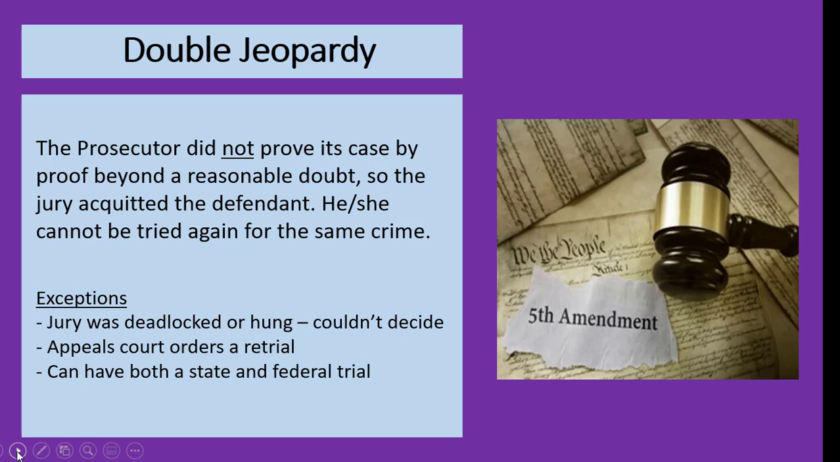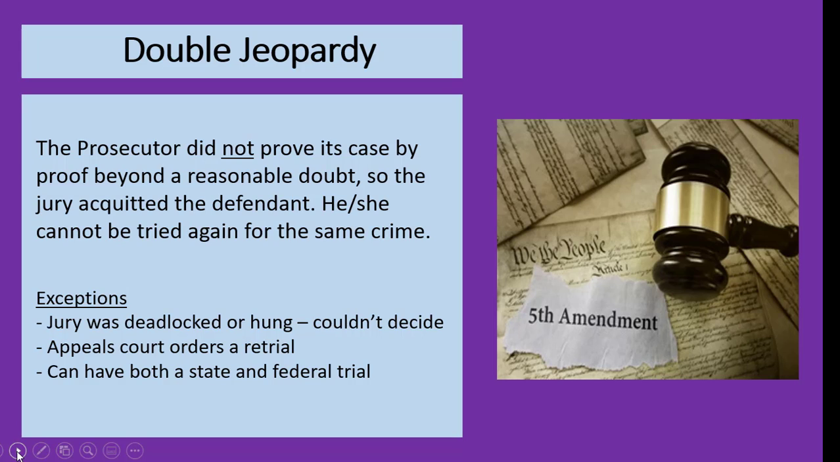Double jeopardy. The prosecution did not prove its case by proof beyond reasonable doubt, so the jury acquitted the defendant. He or she cannot be tried for the same crime. So this means a prosecutor took a case to trial. The jury heard all of the evidence and all of the testimony and got to view all of the witnesses. And they went to deliberate and they said, the prosecutor did not prove this case by proof beyond reasonable doubt. When they've made that decision, they have to acquit the defendant.